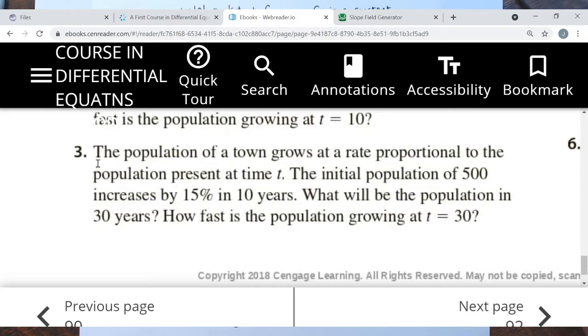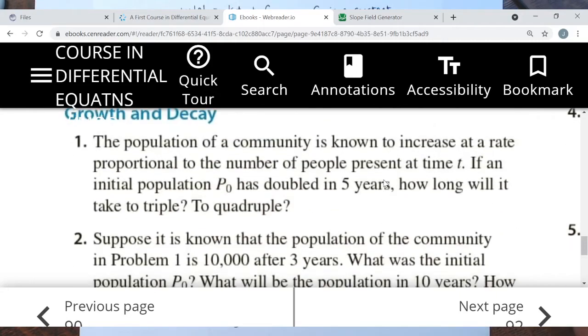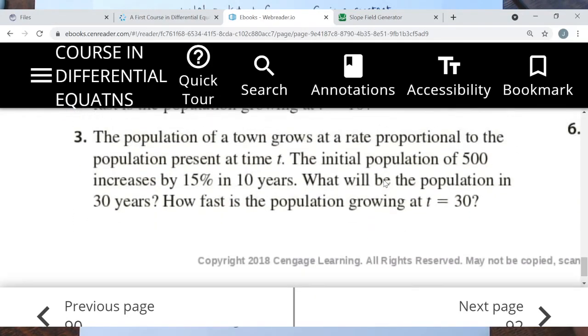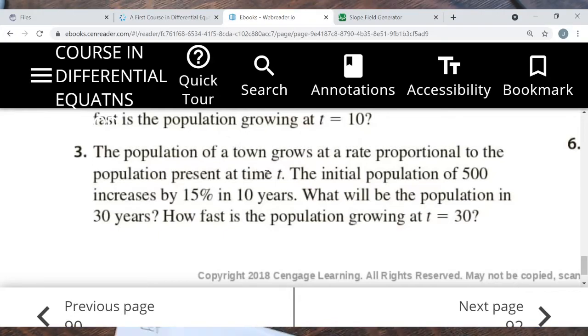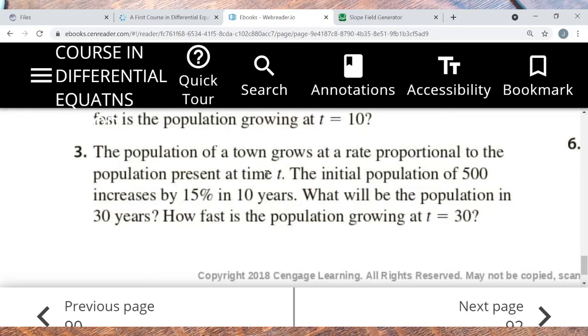And then finally, my last example. Now this is a totally different example than 1 and 2, so I'm going to start over. Here we have the population of a town grows at a rate proportional to the population present at time t. So that is the same model. It's the same differential equation that I had in problem 1.